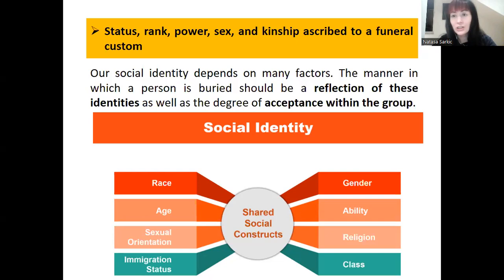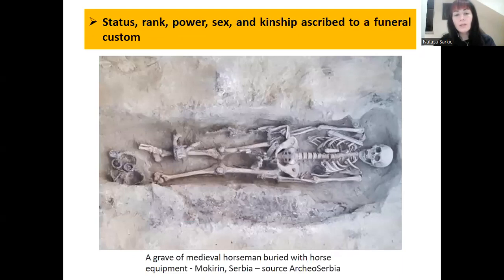So ideally, all these identities that create one person can be seen in burial practice. Again, I have to say, ideally, what we see in a grave should be a reflection of the identity of that person, as well as the degree of acceptance within a group. One of the most typical things in archaeology, an ideal situation, is that you have a grave of a medieval horseman. How do we know? Well, we have an individual buried with horse equipment. So we have material proof, and we can say what the occupation of this individual was, and a position in that society. This is a very typical example.